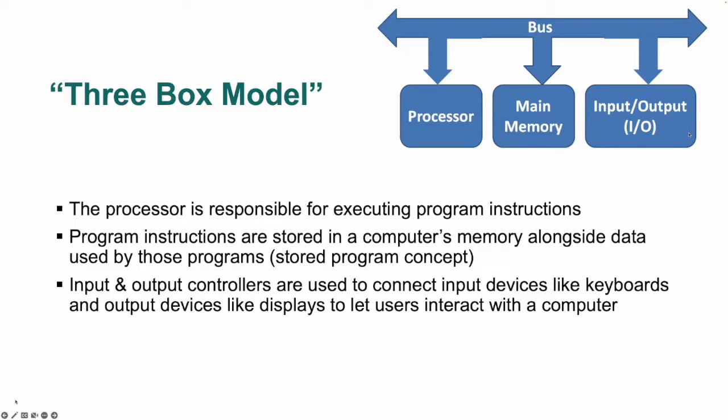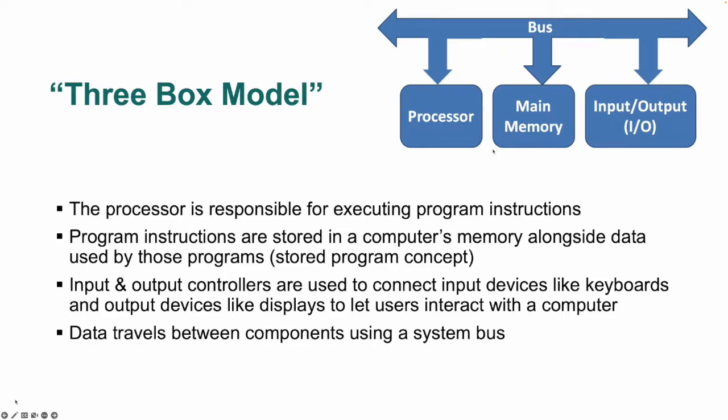And then the final box is the input-output controllers. These enable us to connect devices like keyboards and displays to enable human-machine interaction. And these three things are all connected basically by wires, and that's called the bus or the system bus. That's how data travels between these three components. So this is the basic model: you've got processor, main memory, and input-output, and these things talk to each other through the system bus.